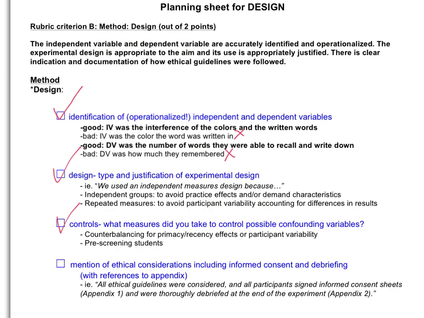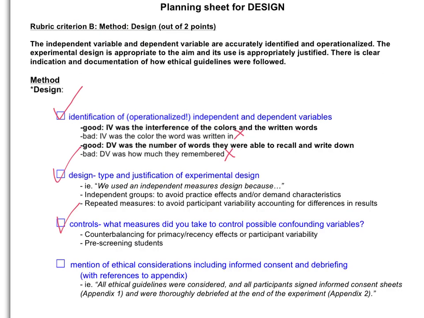And then lastly, we've got the mention of ethical considerations. So in order to get the full 2 points up here, remember, you need to have all ethical considerations mentioned. Now remember, here in the design, we mention them, and then in the procedure, you actually say at what point in your procedure you incorporated each one of those ethical guidelines. Usually all you really need is some mention of informed consent and referencing it, as well as some type of debriefing and anything else that you did.